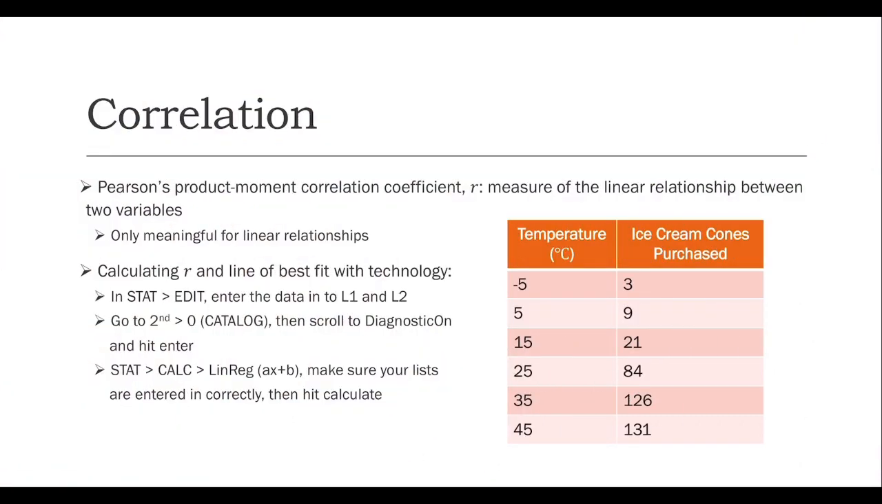First, we'll talk about correlation. Pearson's product moment correlation coefficient, or R, is the measure of the linear relationship between two variables. So it's only meaningful for linear relationships.